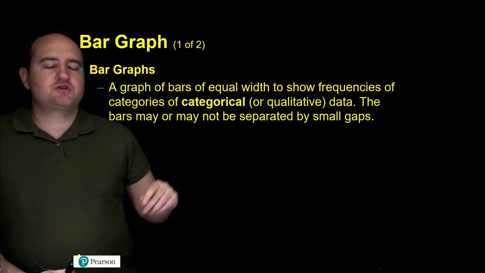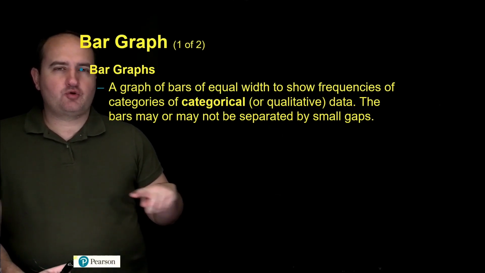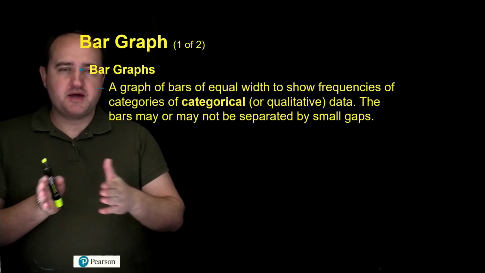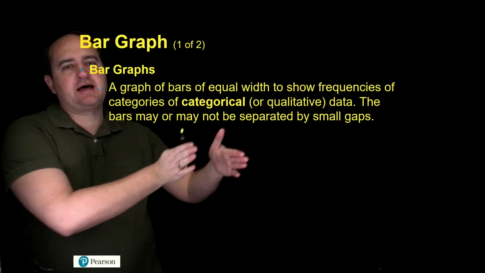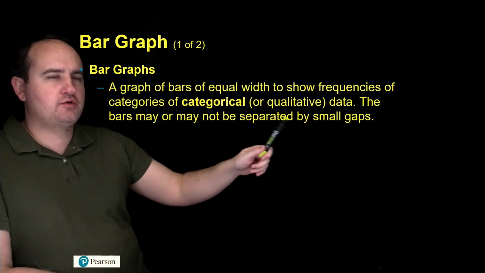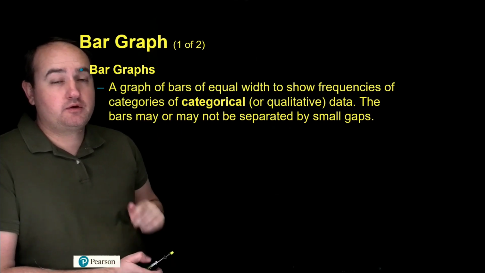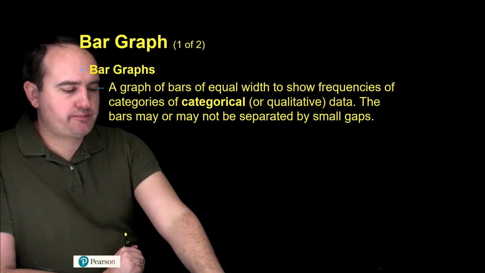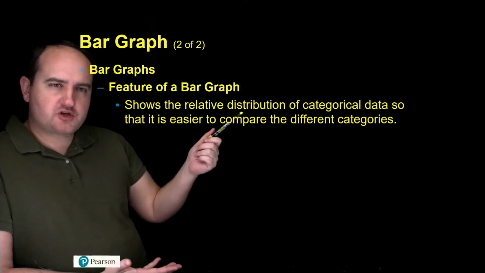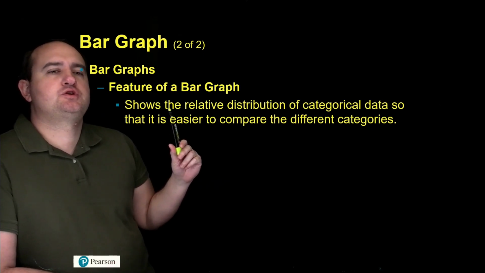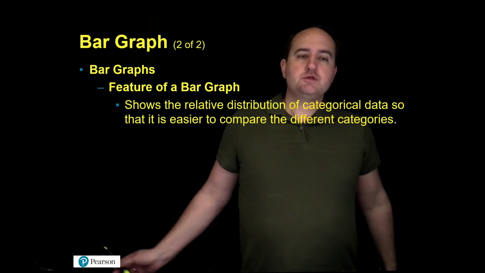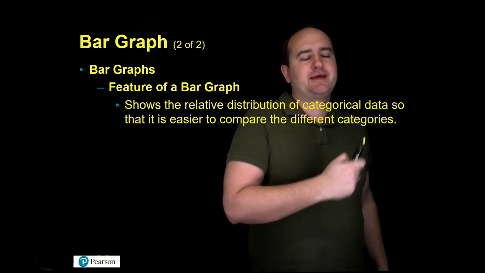But remember that a histogram has to have quantitative data, the actual numbers, a range of numbers for each class on the horizontal axis, as opposed to the categorical data that is represented on your horizontal axis for bar graphs. Okay, so a feature of a bar graph: what's good about bar graphs is that they show the relative distribution of categorical data, so that it is easier to compare the different categories.